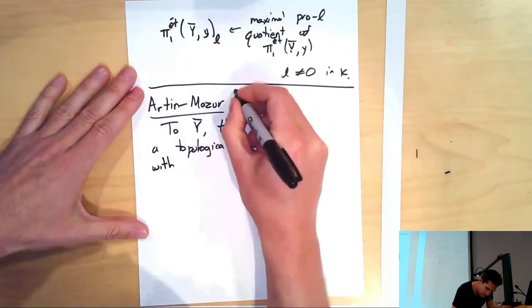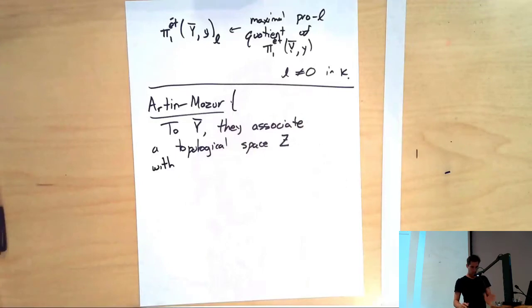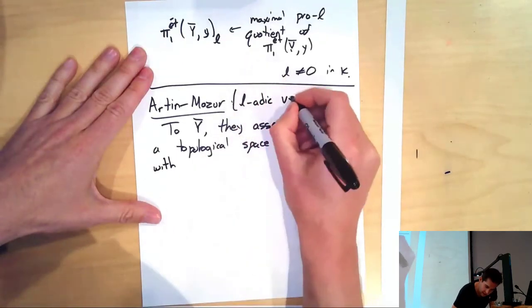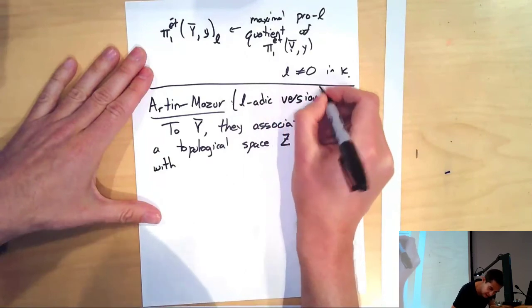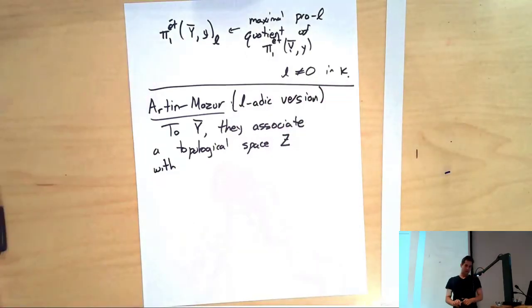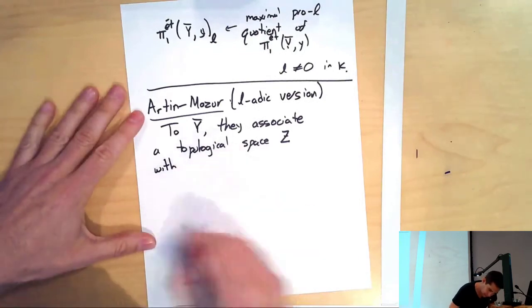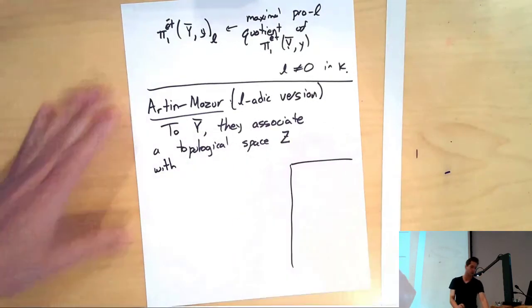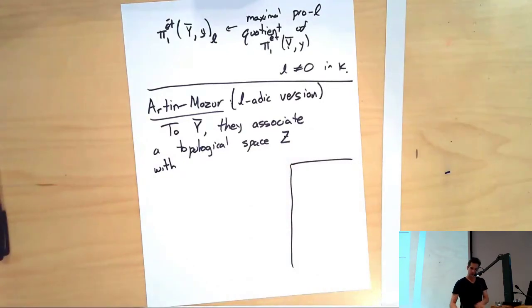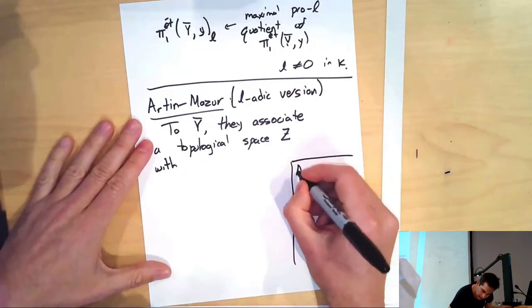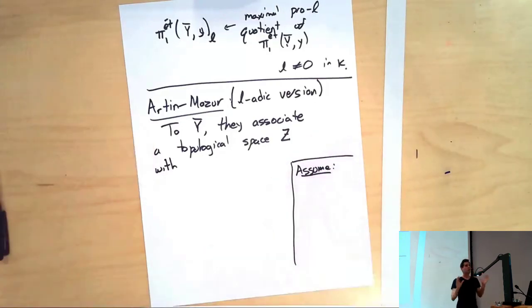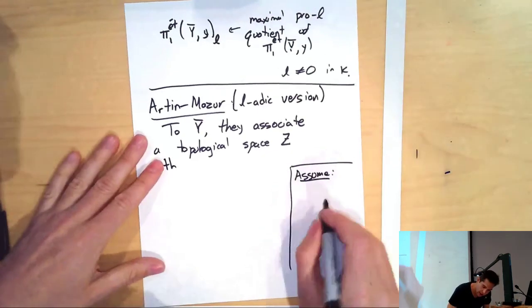Let me first say that what I'm describing is like the L-adic version of the Artin Mazur construction. So I should add some assumptions that I'm going to make about Y now. What I would like to do is put myself in a situation where the space that they build is going to have good finiteness properties. So I can ensure this.